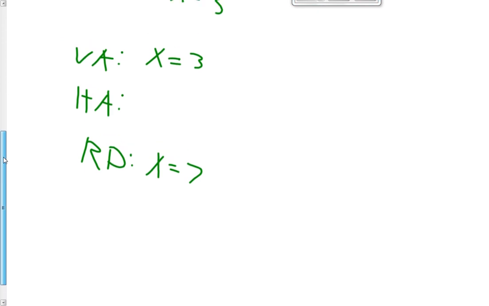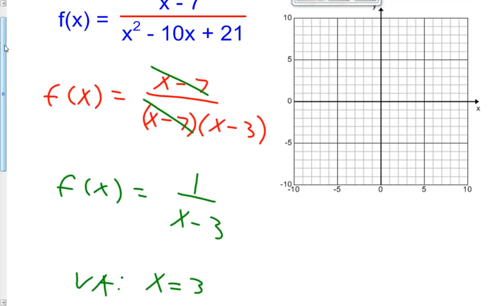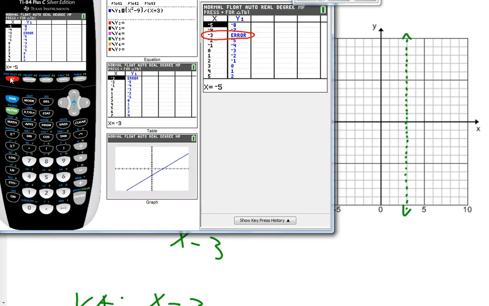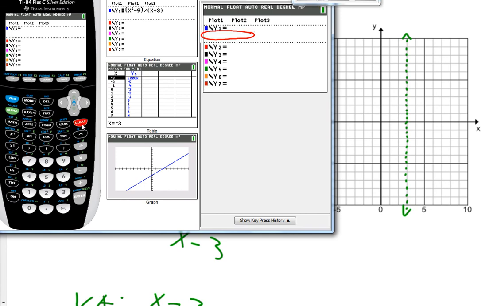Let's put in our vertical asymptote right now, x equals 3. Here's 3. Draw a vertical dotted line, because that's going to be our asymptote that our graph approaches, but never ever touches. Now let's put the rest in our calculator. In class, again, you're going to put the original function into your calculator. So parentheses, x minus 7 in the numerator, divided by parentheses, x squared minus 10x plus 21.